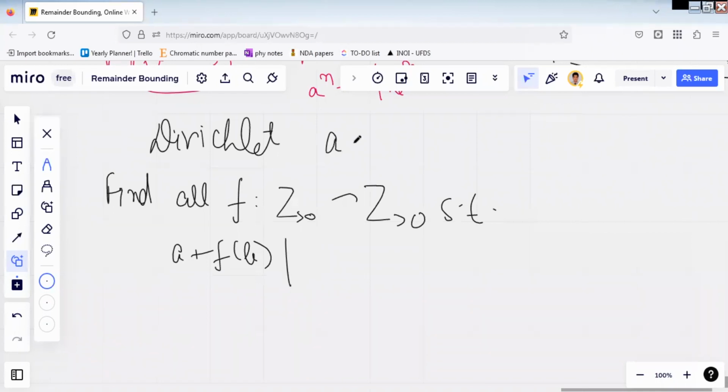In an AP, which is of the form A plus nD, if A comma D are co-prime, then this AP has infinite primes in it.